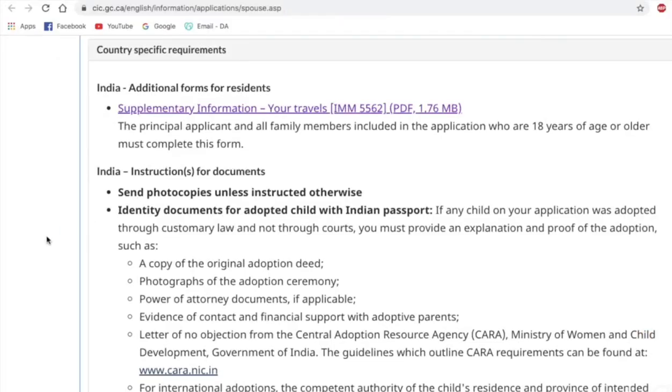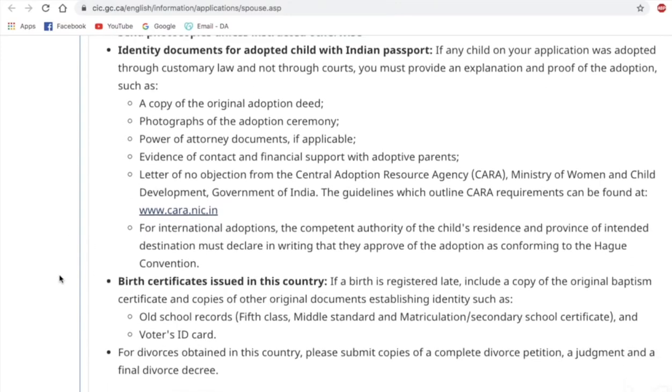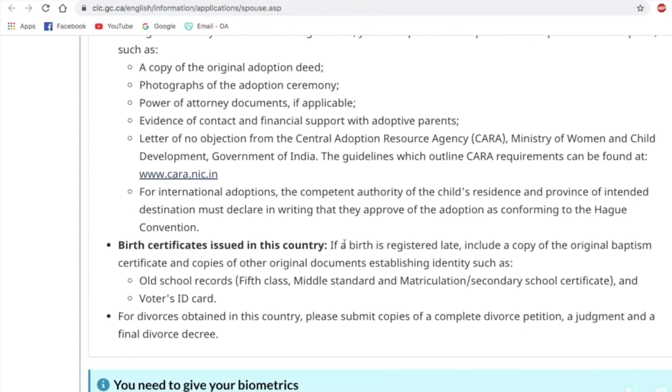After that, it is asking for some other documents. For example, if you have an adopted child, you have to submit his or her passport. Apart from that, you have to submit the birth certificate issued in India.